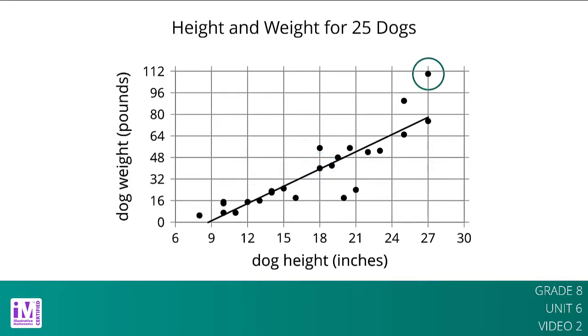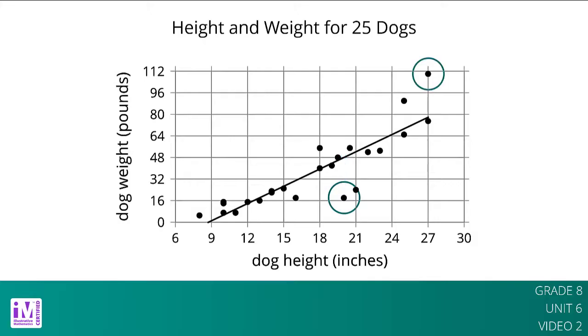This dog is 27 inches tall and weighs about 110 pounds. This model predicts that a 27-inch tall dog should weigh about 80 pounds. So we say the model under-predicts the weight of this dog. On the other hand, the model over-predicts the weight of the dog that is 20 inches tall and weighs 17 pounds, because the model predicts a weight closer to 48 pounds.